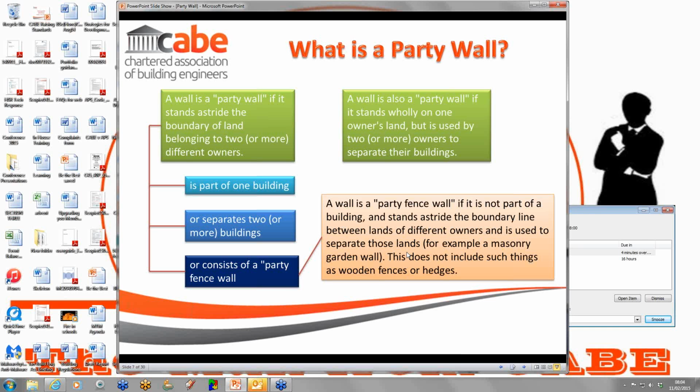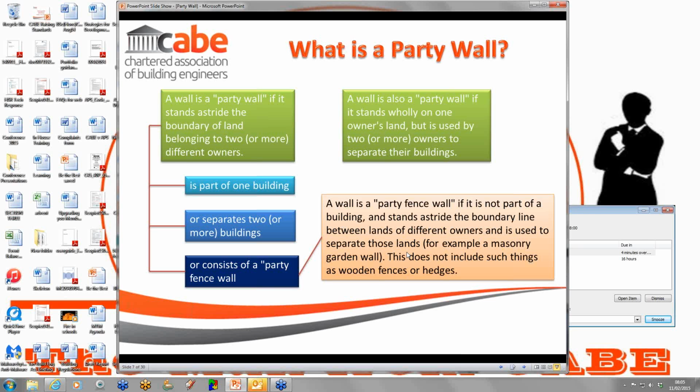So the first issue is to look at what is actually a party wall. And obviously our general understanding in general terms of party walls are the walls separating properties. As far as we're concerned under the Party Wall Act, a party wall is the wall that sits astride the boundary. It's part of one building or separating two buildings, and it can consist of this strange concept of a party fence wall, which is something that isn't actually physically part of the building but stands astride the boundary line. And this is obviously where we tend to get a lot of queries from the public.